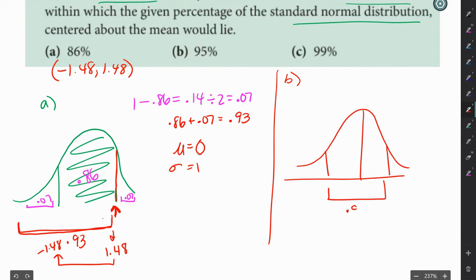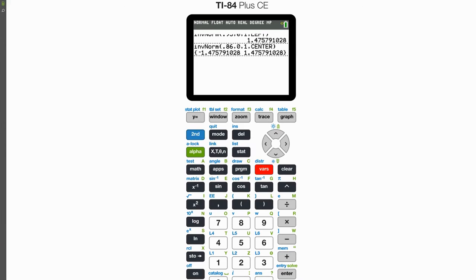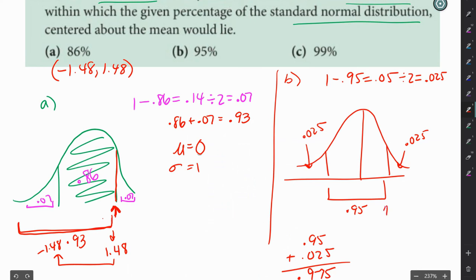We want this whole thing to be 0.95. 1 minus 0.95 is 0.05. Half of that would be 0.025, so this is 0.025 and this is 0.025. If I do 0.95 plus 0.025, I get 0.975. So when we put it in the calculator with the left version, we would do second vars, inverse norm, 0.975, left, and it gives me 1.96. So this is 1.96, and this is negative 1.96. So your interval would be negative 1.96 to positive 1.96.